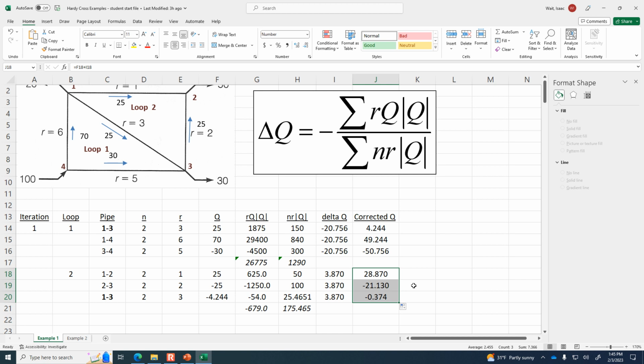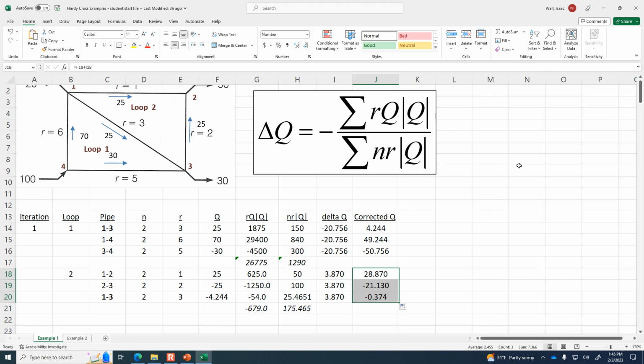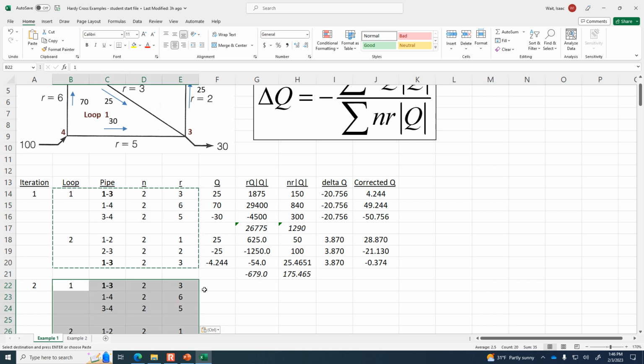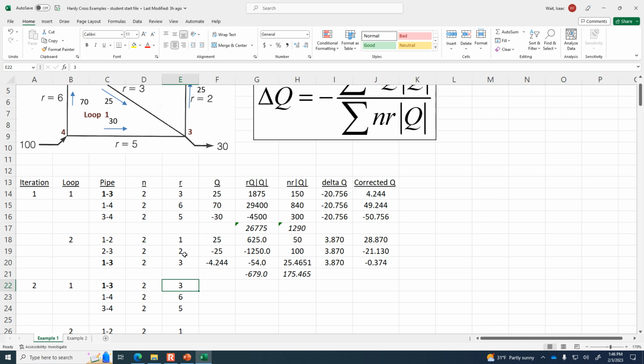Now we're going to start on our second iteration. So let me just type over here iteration 2. And aside from that, I'm going to copy all of these details about the system. So Control C. I'll just paste that, Control V. So all of the naming stays the same. The N values stay the same. And for this example, we're saying that the R values are the same.